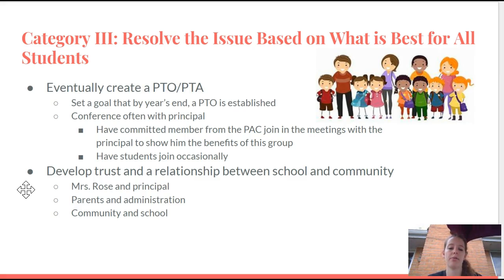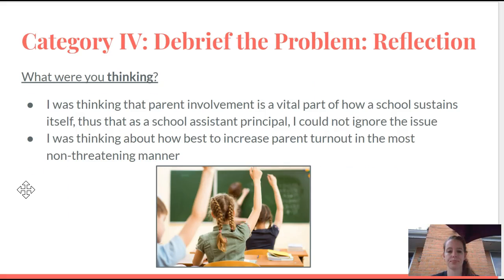So again, to resolve the issue, we would want to develop a trusting relationship between the school and the community. And that would be between Mrs. Rose and the principal. They need to trust one another, between the parents and the administration, of course, and then on a larger scale between the community and the school.